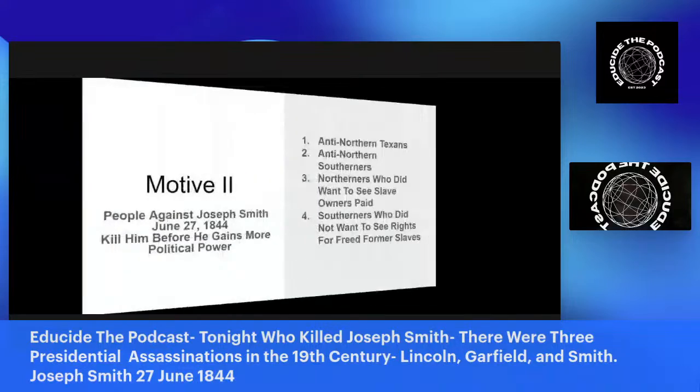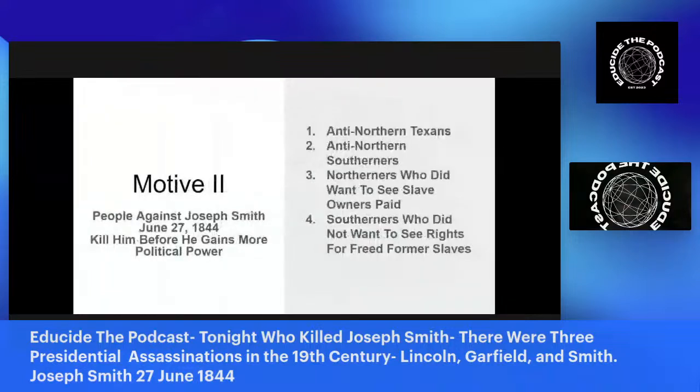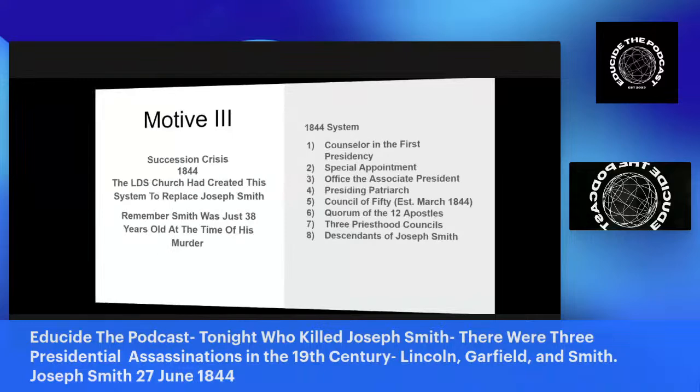Motive number 2, people against Joseph Smith, June 27, 1844. Kill him before he gains more political power. Who were the people that were against him? Number 1, anti-Northern Texans. Number 2, anti-Northern Southerners. Number 3, Northerners who did not want to see slave owners paid. 4, Southerners who did not want to see the rights for free former slaves.